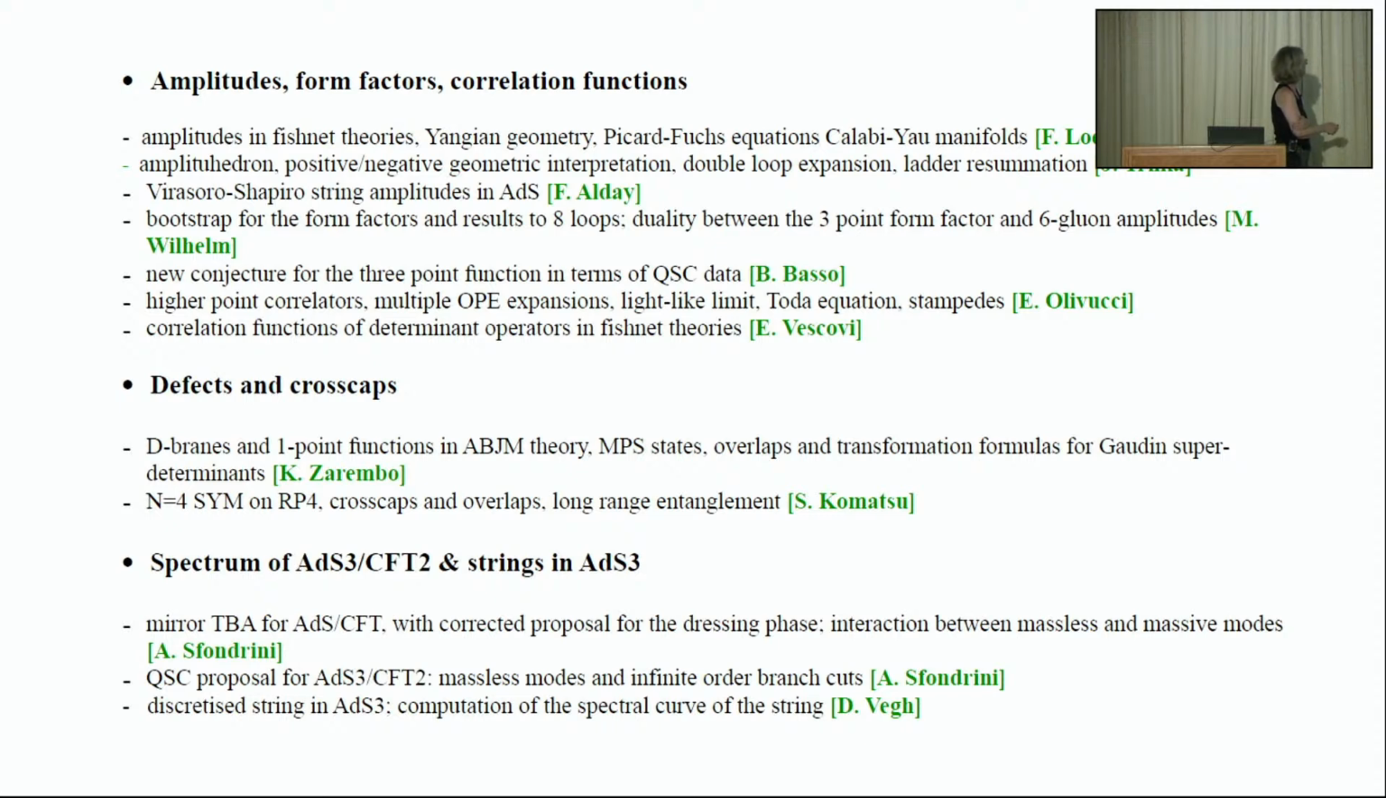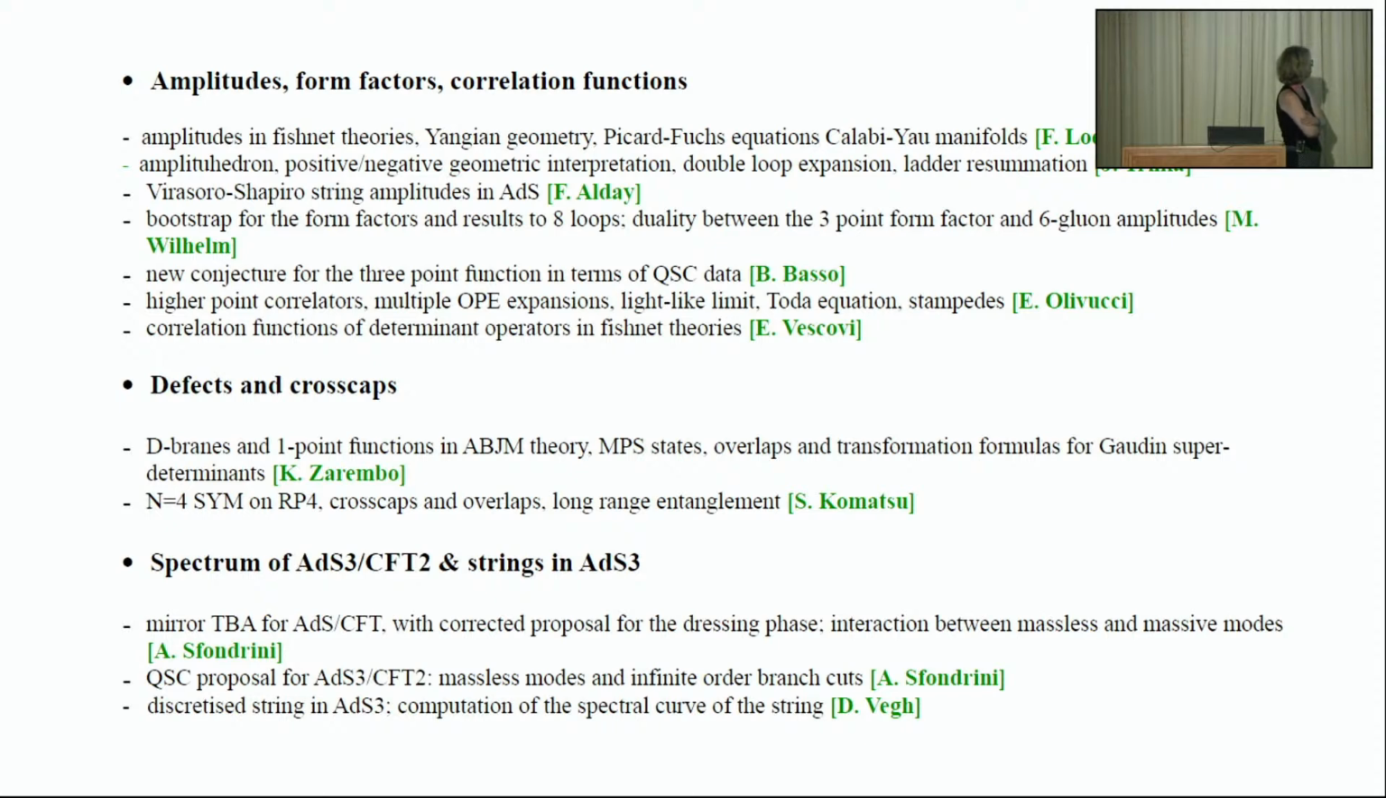We have seen new aspects of integrability in the bootstrap for the form factors, advanced results up to 8 loops, duality between form factors and gluon amplitudes in the talk of Matthias Wilhelm. We had a new conjecture for the form of the 3-point function in terms of quantum spectral curve data in the talk of Benjamin.